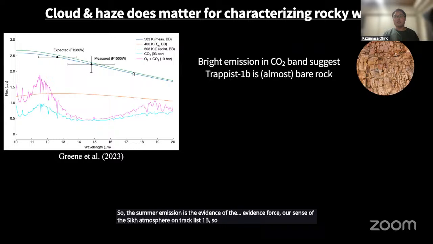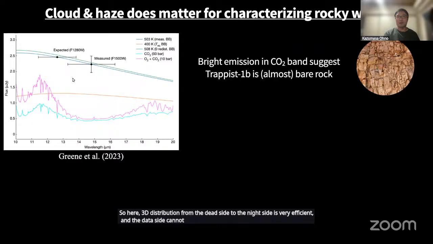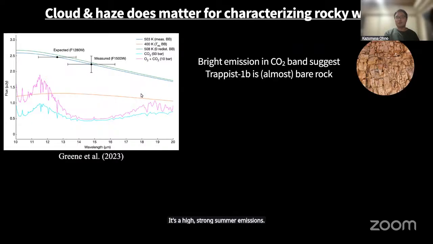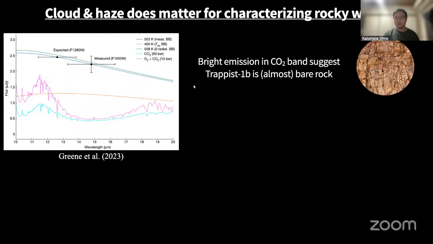Because if the planet has a very thick atmosphere, the heat redistribution from the day side to the night side is very efficient, and the day side cannot emit such strong thermal emission, and absorption by CO2 further reduces the brightness temperature in this wavelength. So basically this observation originally strongly suggested that TRAPPIST-1b is almost bare rock.